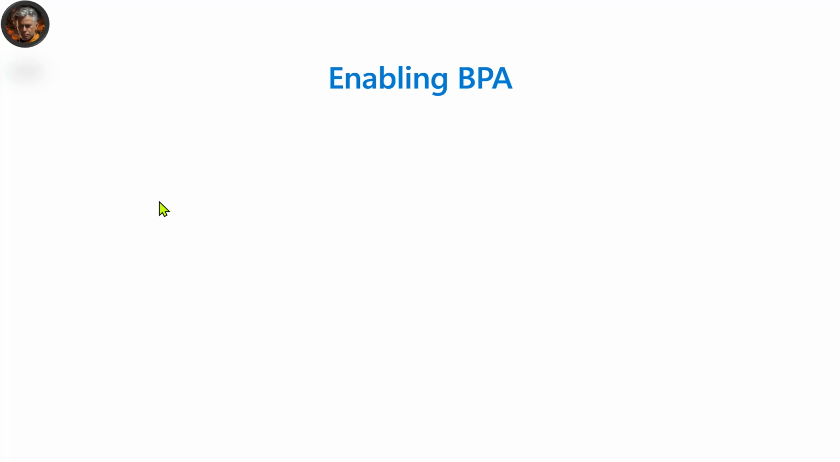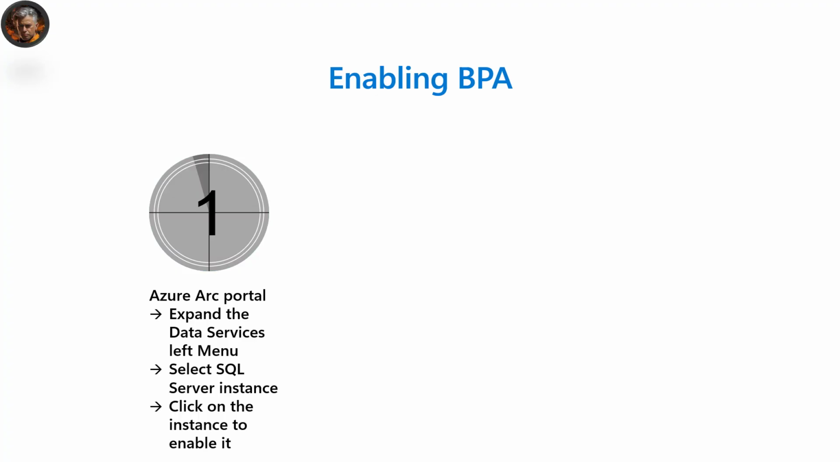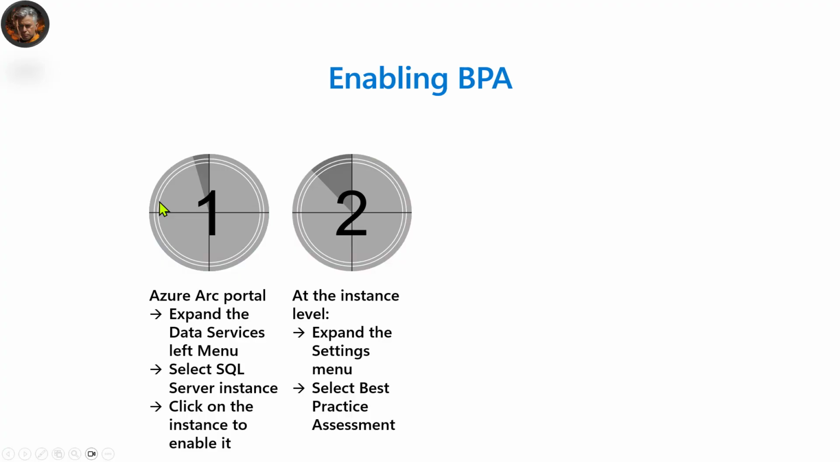Here's how to enable in 5 steps. First step, we need to go to the Arc portal, expand the Data Services left menu. From that, we select the SQL Server instance and click on the instance to enable. Then, once you select the instance level, we expand the Settings menu and click on the Best Practice Assessment.